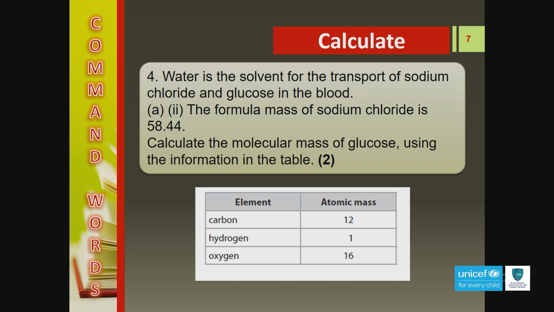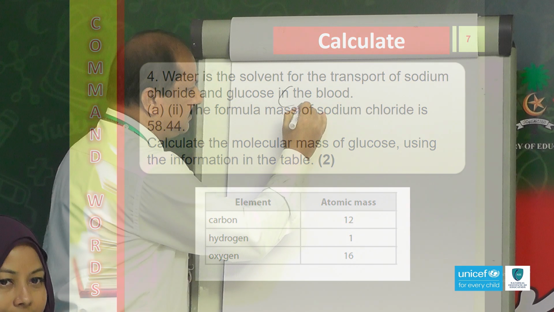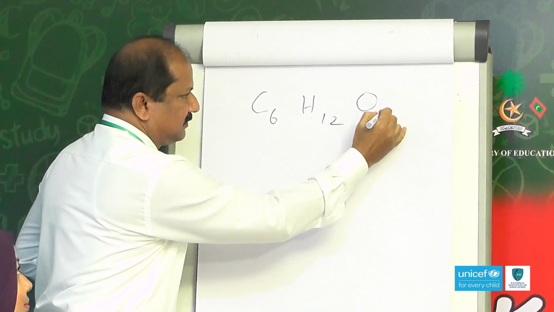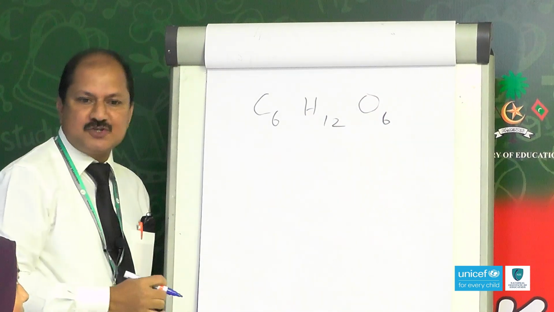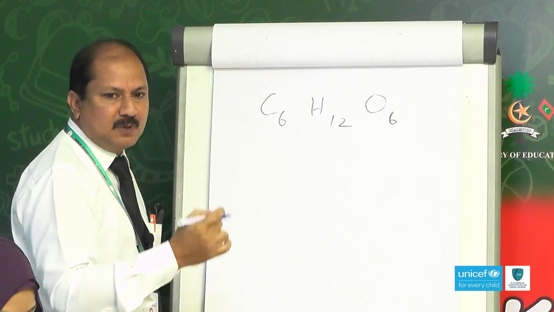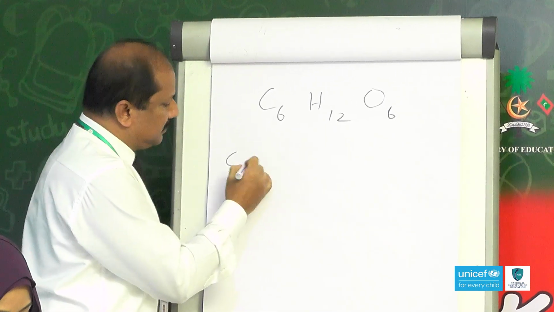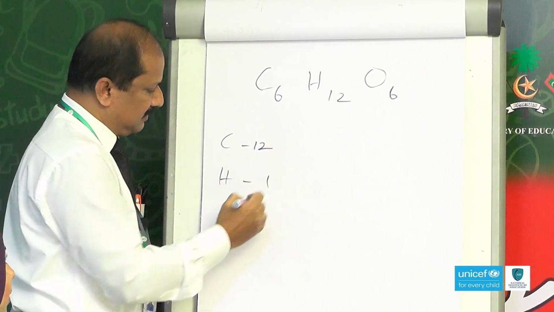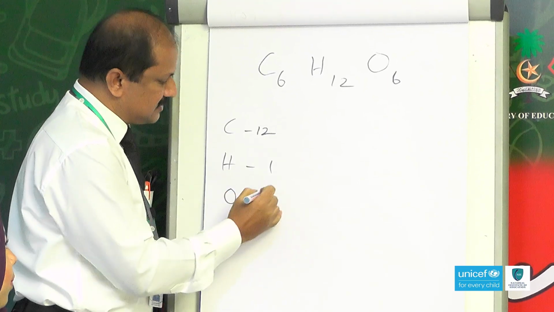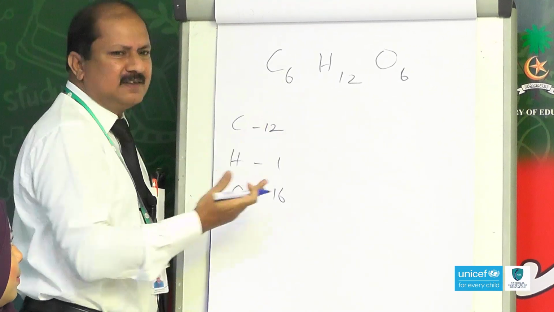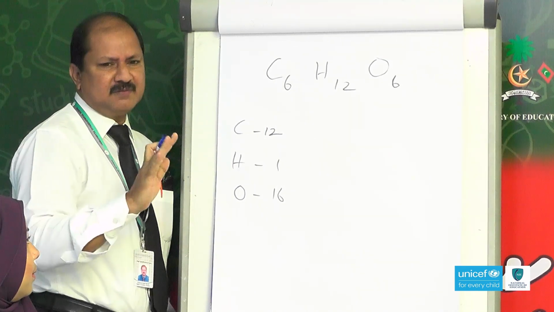So what is the molecular formula of glucose? It is C6H12O6. Now they have given the atomic mass for carbon, which is 12. The atomic mass of hydrogen is 1, and the atomic mass of oxygen is 16. So you are just going to multiply and get the answer. Simple and straightforward. You don't have to worry at all.